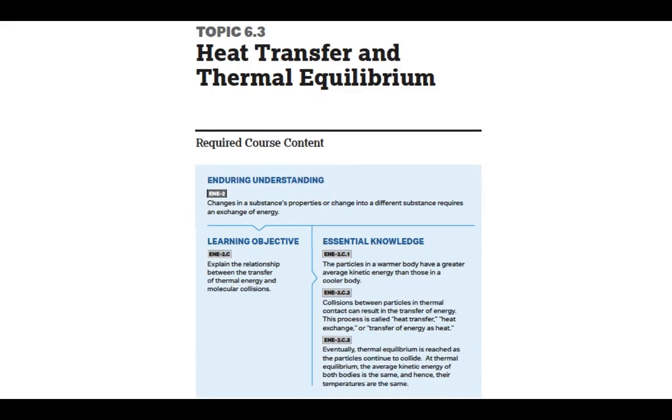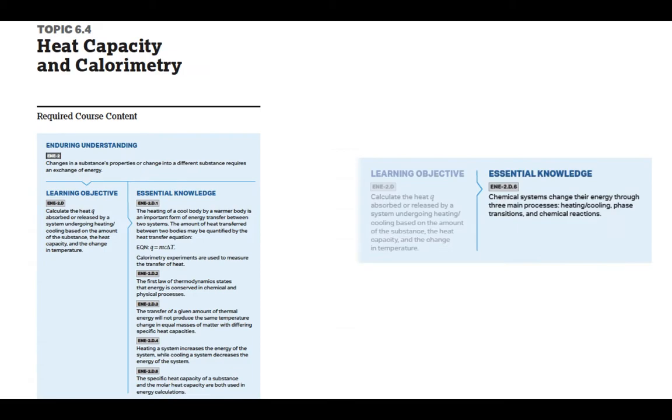Heat transfer and thermal equilibrium. This is where we get into calorimetry. If you have a coffee cup calorimetry, the hot body will always lose energy in the form of heat to the colder body. And you should be able to calculate the equilibrium temperature for both things. Heat capacity and calorimetry continue kind of the same idea. You should be able to do calorimetry calculations. You should be able to design and set it up. You should be able to tell what measurements are taken.